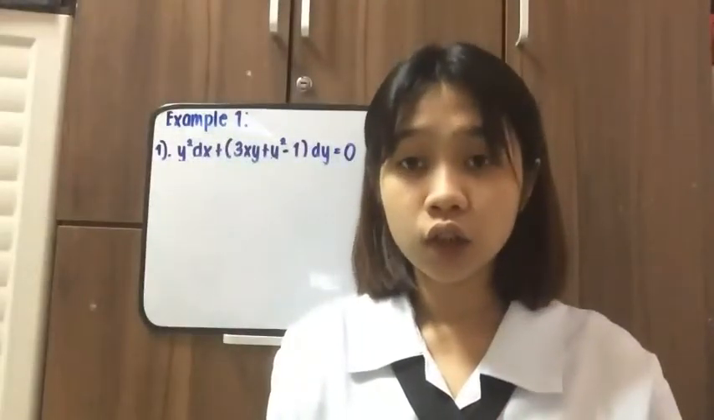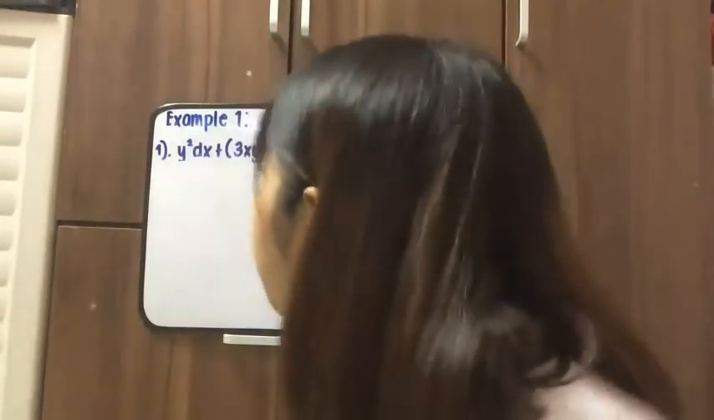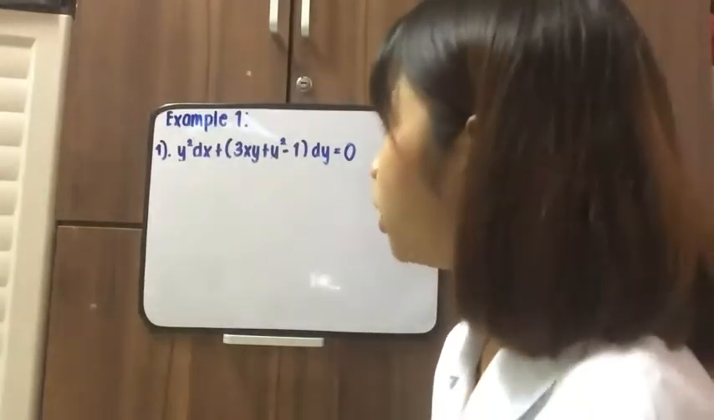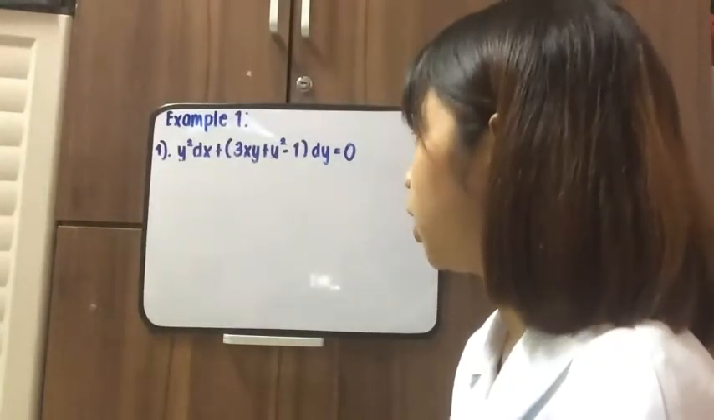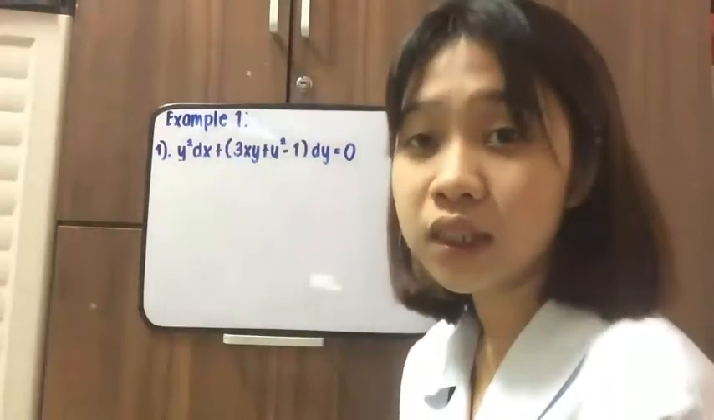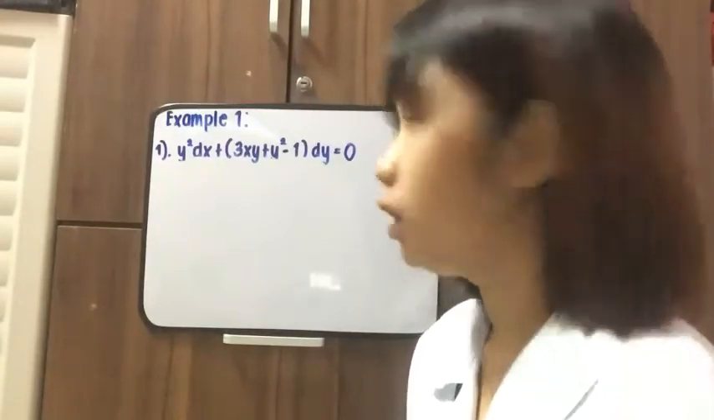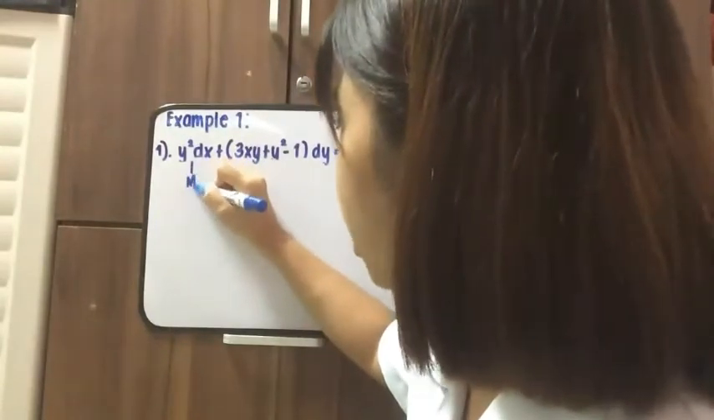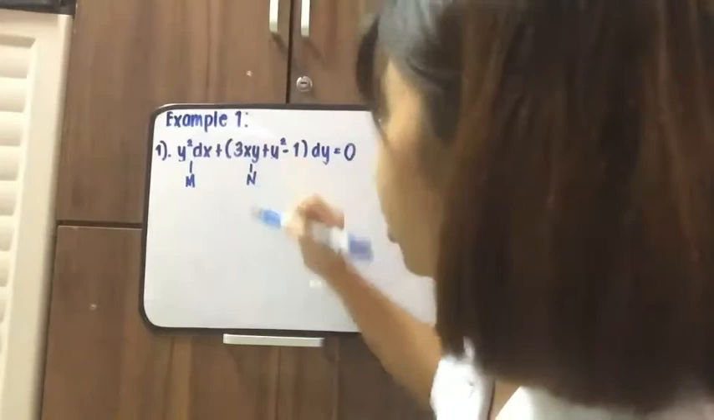Now, to further understand the lesson, here's an example. Example number 1: solve the differential equation y squared dx plus the quantity 3xy plus y squared minus 1 dy equals 0. The first step is to find its M and N. For this equation, our M is y squared and our N is 3xy plus y squared minus 1.